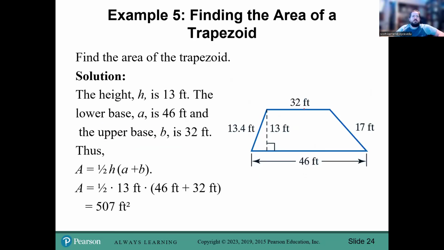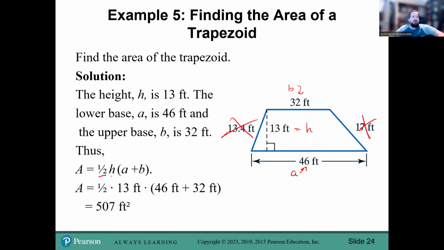So again, if I have such a trapezoid, I can find out its area. We're going to call 46 feet A. We're going to call 32 feet B, and then 13 feet is going to be our H. I don't need these values. I just need those three.